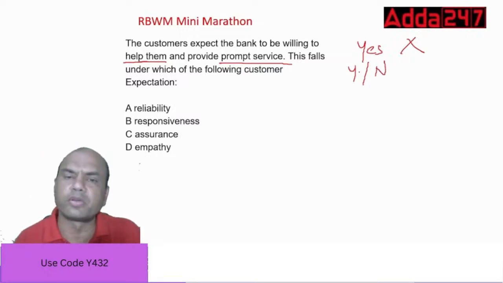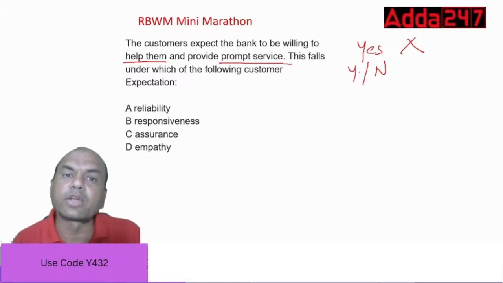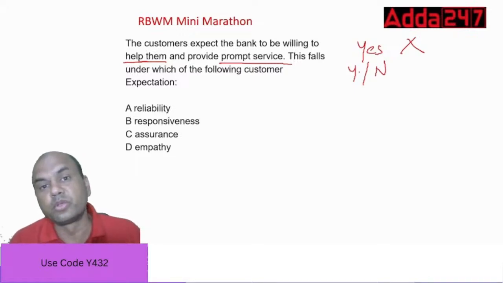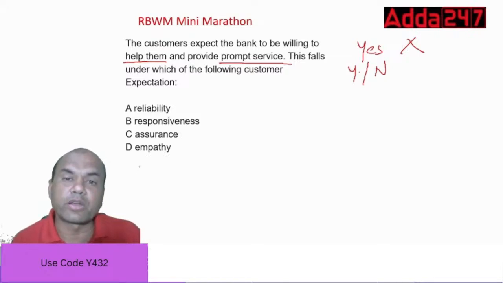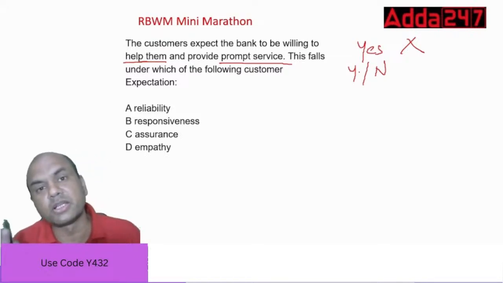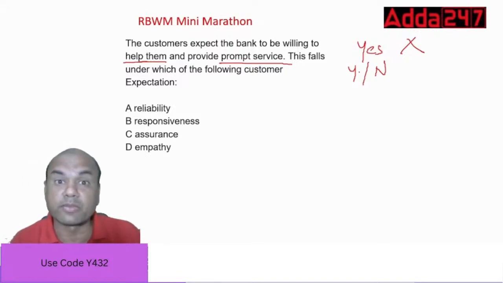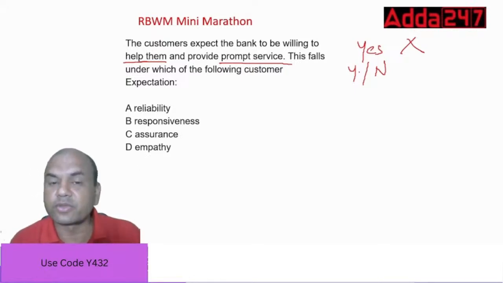Suppose if I go for any loan, then the bank must immediately tell me whether I will get the loan or I won't get the loan. Even if they say I won't get the loan, the customer is happy, subject to you telling them fast. If you keep them lingering for almost 2 months and then tell them that it's not happening, the customer will get so angry. So that's why it will be a problem.